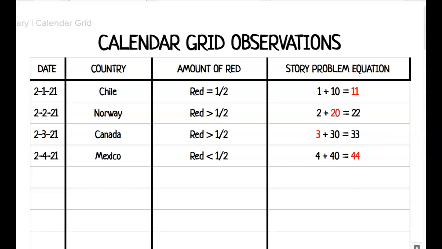What you're going to do now is you're going to go to Seesaw and write down one thing you've noticed or a pattern you're starting to see on our calendar grid observation chart. Then turn in your work to show your teacher.